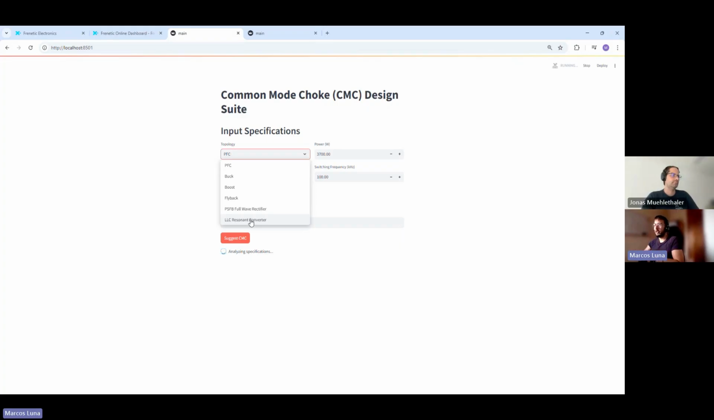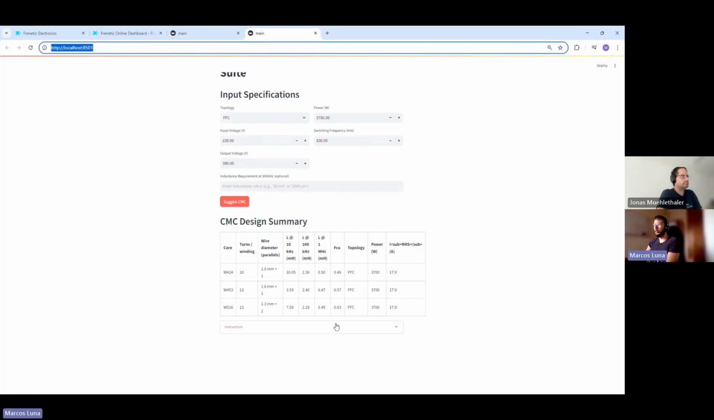The only change is the calculation of the current, which in the AC part is the RMS current to calculate the winding losses, and in the DC part is just the DC current that you have. Okay. So this takes a couple of minutes, and to not waste your time, here I have the results. Okay. So basically, this is what the tool shows you, which are different options.